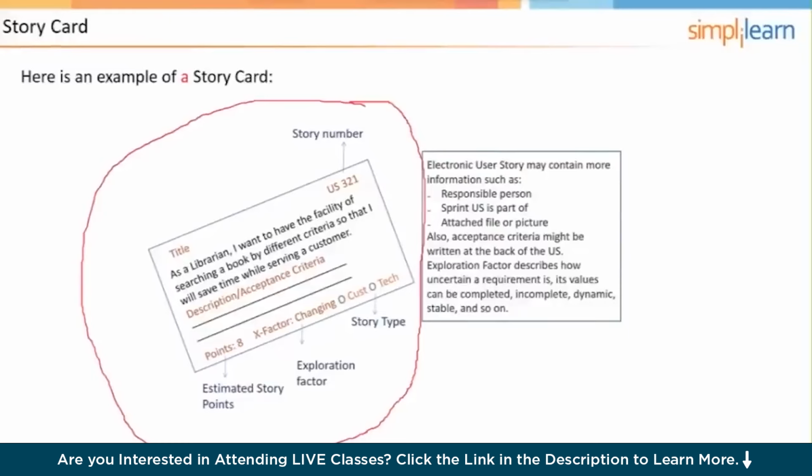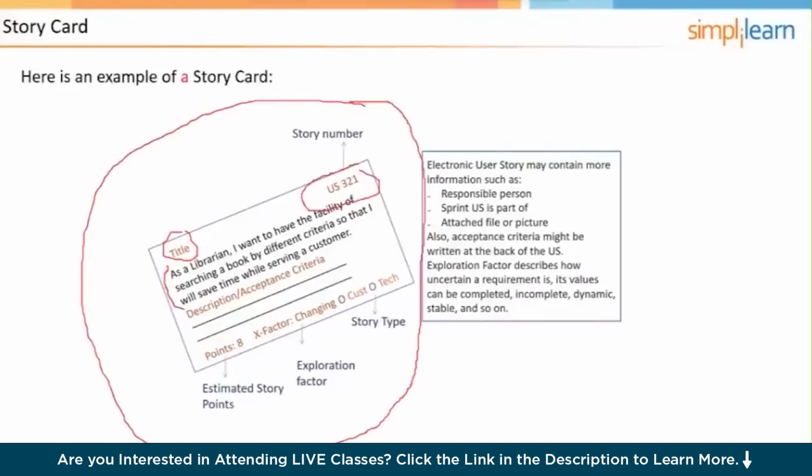But typically what you're going to have is a title or a name for the user story. And then there's going to be some kind of unique identifier, like user story 321. Then there will be the description like we just talked about. As a librarian, I want to have the facility of searching a book by different criteria so that I will save time while serving a customer.